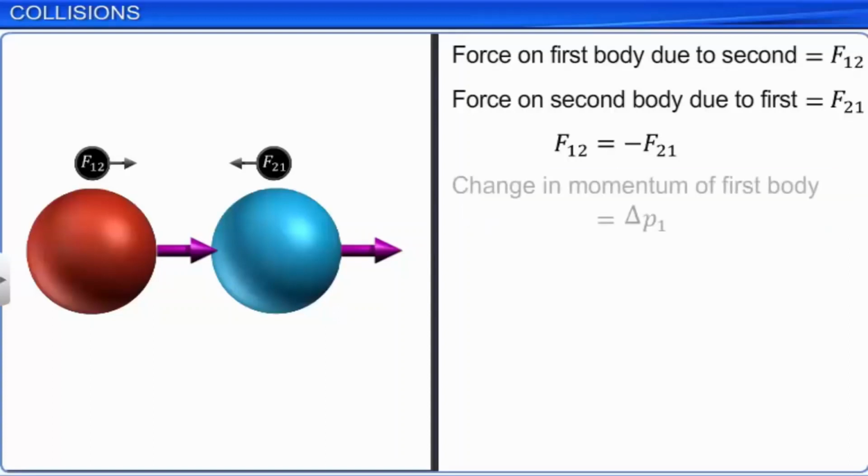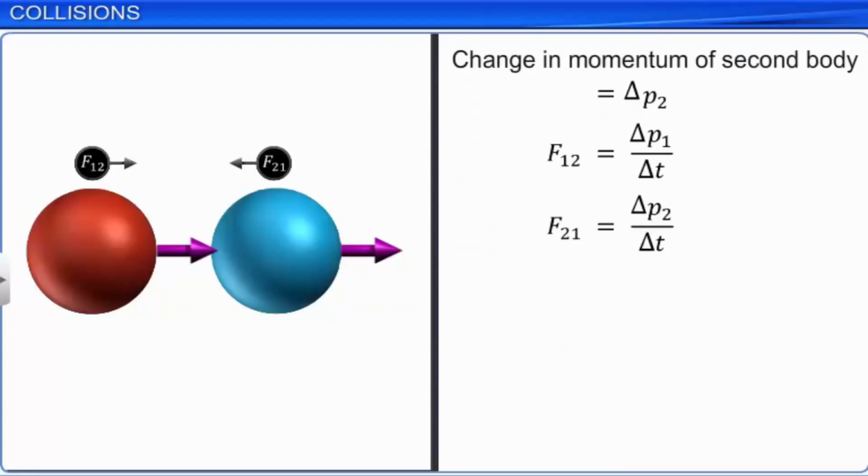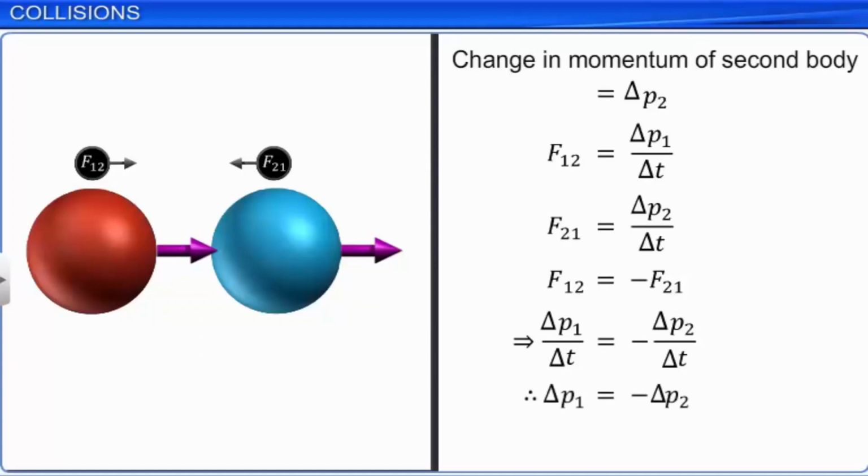if delta P1 and delta P2 are changes in momenta of the first and second bodies respectively, then force F12 will be equal to delta P1 by delta T, and force F21 will be equal to delta P2 by delta T. Since F12 is equal to minus F21, this implies that delta P1 by delta T is equal to minus delta P2 by delta T. Therefore, delta P1 is equal to minus delta P2, or delta P1 plus delta P2 is equal to 0.